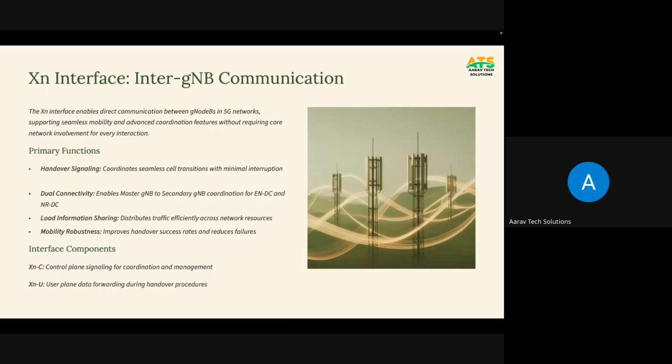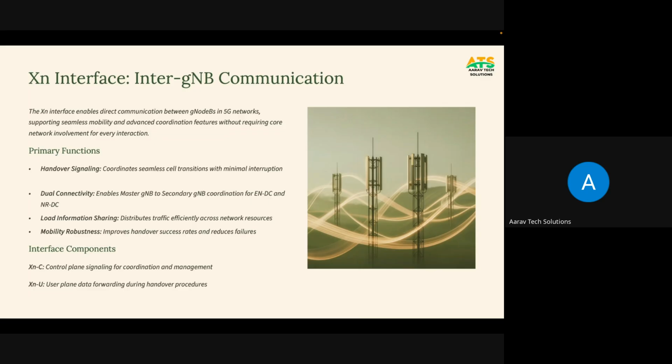Xn interface basically is used for inter-gNodeB communication, from one gNodeB to another gNodeB. BTS to BTS, you can say, or eNodeB to eNodeB. But in 5G, we will always be using the term gNodeB, generation next NodeB. So this interface is used to connect between gNodeBs only. So what are the functions of the Xn interface?